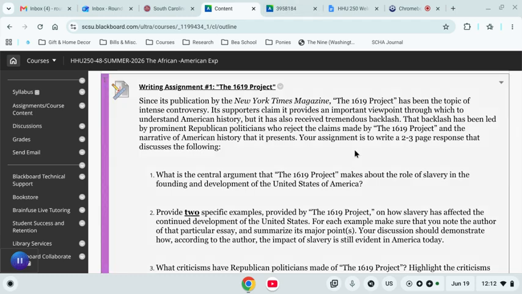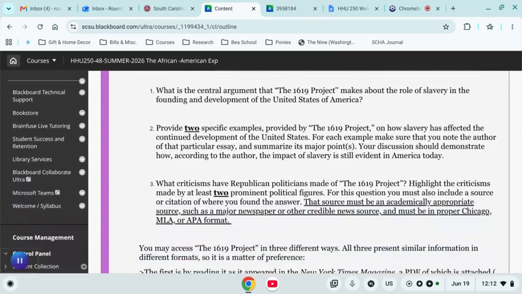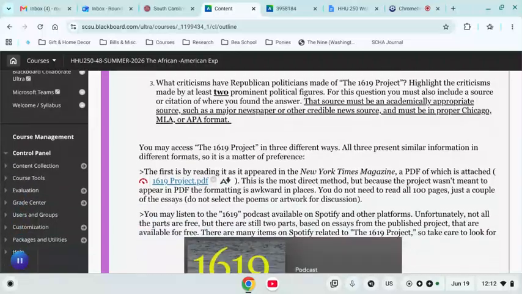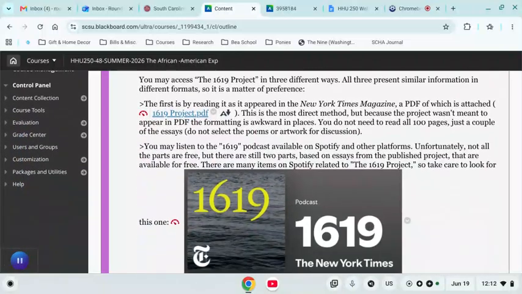And you will have three questions to answer about the 1619 Project. So, how do you access the 1619 Project? Unfortunately, it's not as simple as just looking it up because the New York Times Magazine, they're profit based and they put up a paywall so that you cannot access it for free.